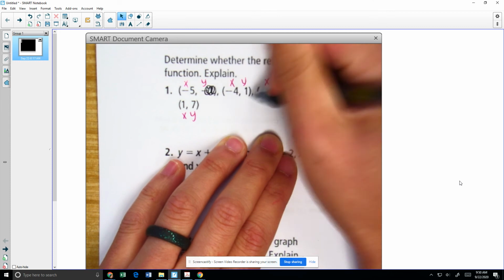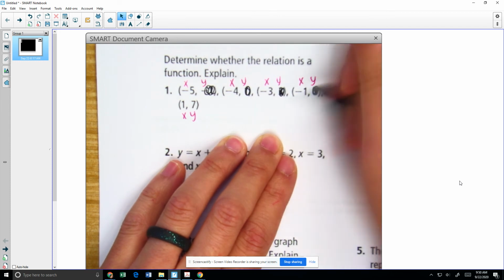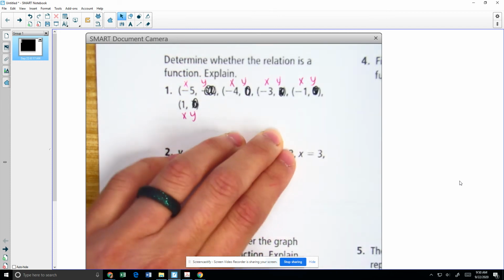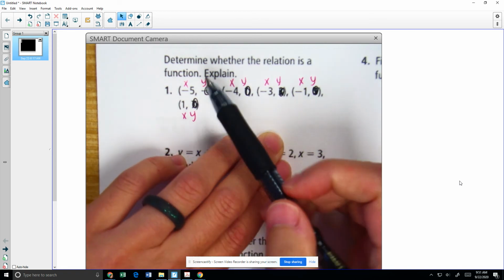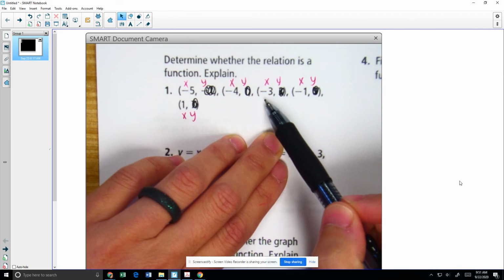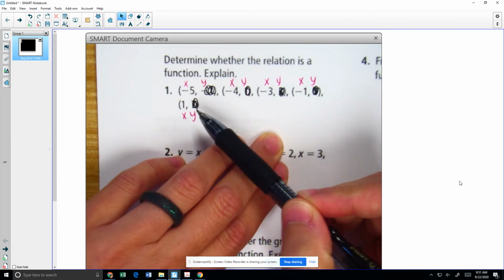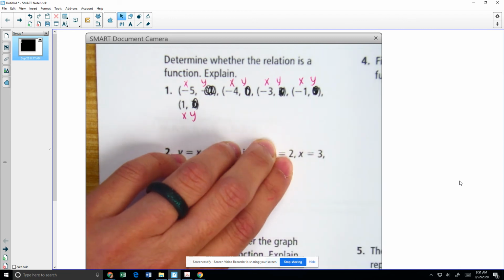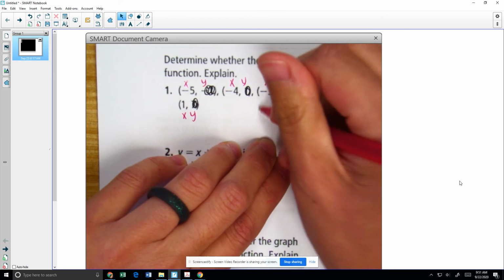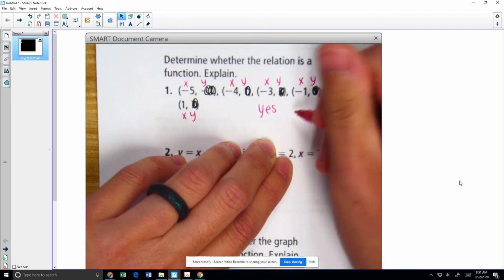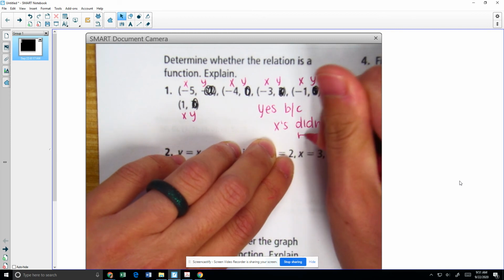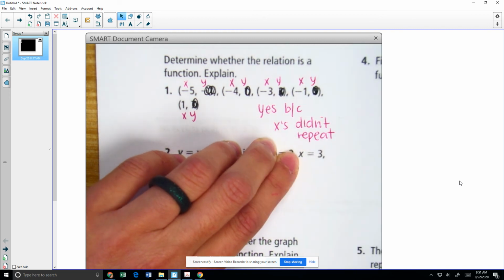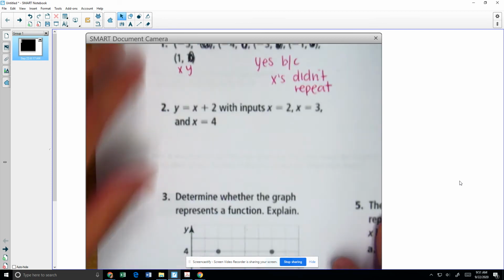I don't care about the y's, we just care about the x's. So let's just look at the x's. I have -5, -4, -3, -1, +1. So guys, what do we think? Yes or no? Is it a function? Yes, it is a function. It says explain why. Because the x's didn't repeat. That would be my answer. Okay? All right.